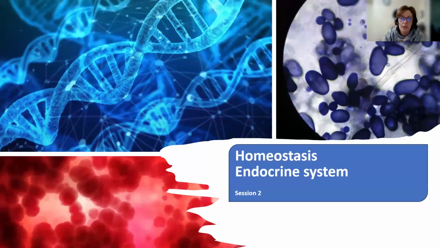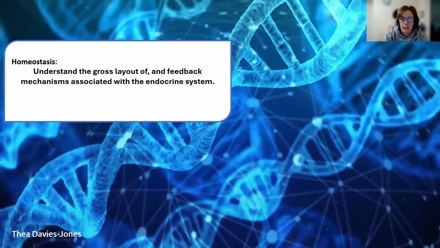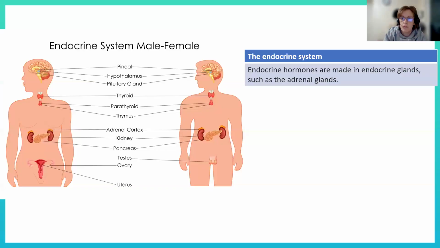So last session, we were looking at the nervous system, which has a regulatory role with regards to homeostasis. So homeostasis is keeping things level, really keeping things at a normal concentration, temperature, pressure, for example. And it's the nervous system and the endocrine system that have a role in that. So last session, we had a look at the nervous system, and this session, we're going to have a look at the gross layout and feedback mechanisms associated with the endocrine system. So let's start with having a look at some of the major structures.